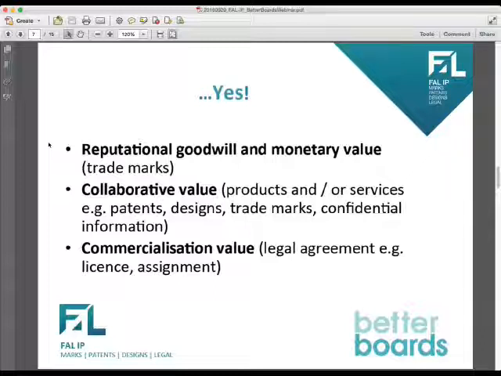So it's a two-way street, I guess. It's a two-way street. So the other value that we thought we would identify is collaborative value. Following on from having that reputational goodwill, the other rights that could have that collaborative value for your organization might be the products or services that you offer, or both, and they might be covered by patent rights, design rights, again the trademarks, or even confidential information.